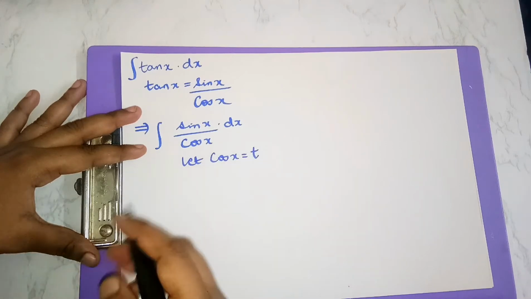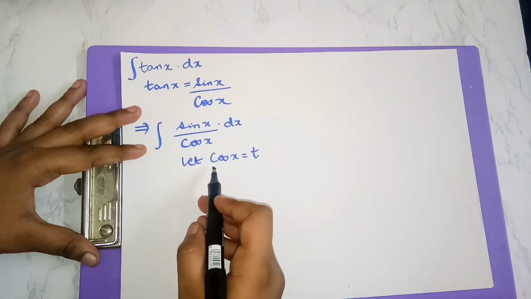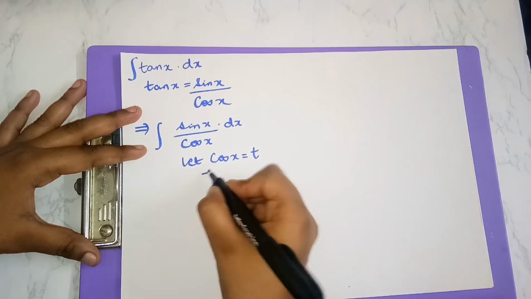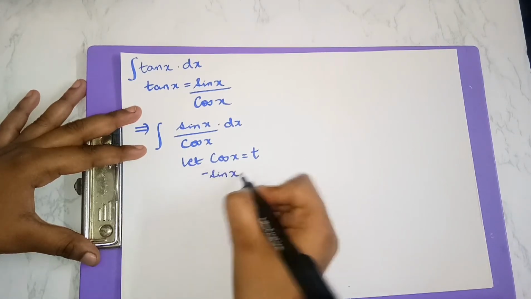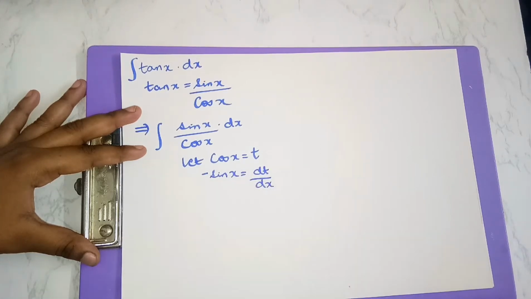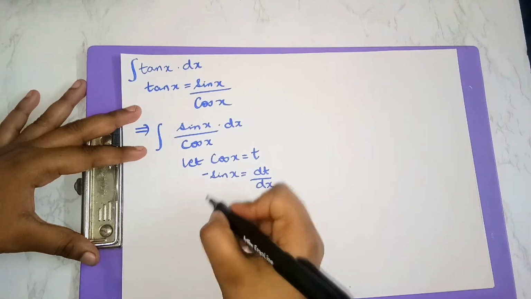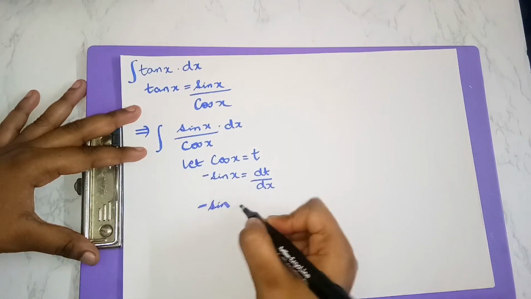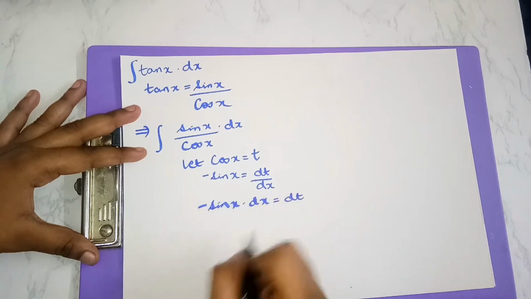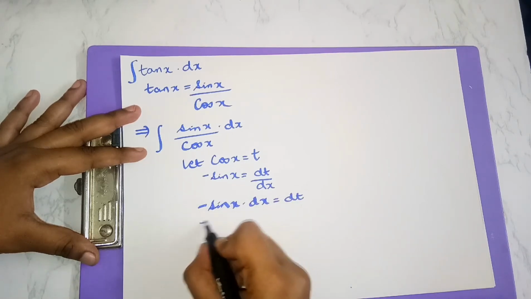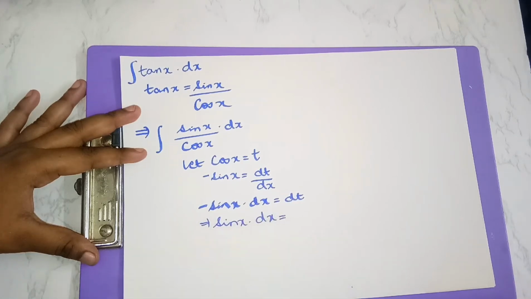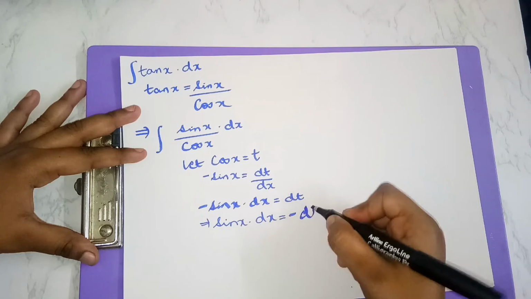the further steps of this method is to differentiate the given cos x is equal to t with respect to x, which gives us minus sin x equal to dt by dx. Let us cross multiply. That gives minus sin x into dx equal to dt. Bringing the minus sign towards the right, we get sin x into dx equal to minus dt.